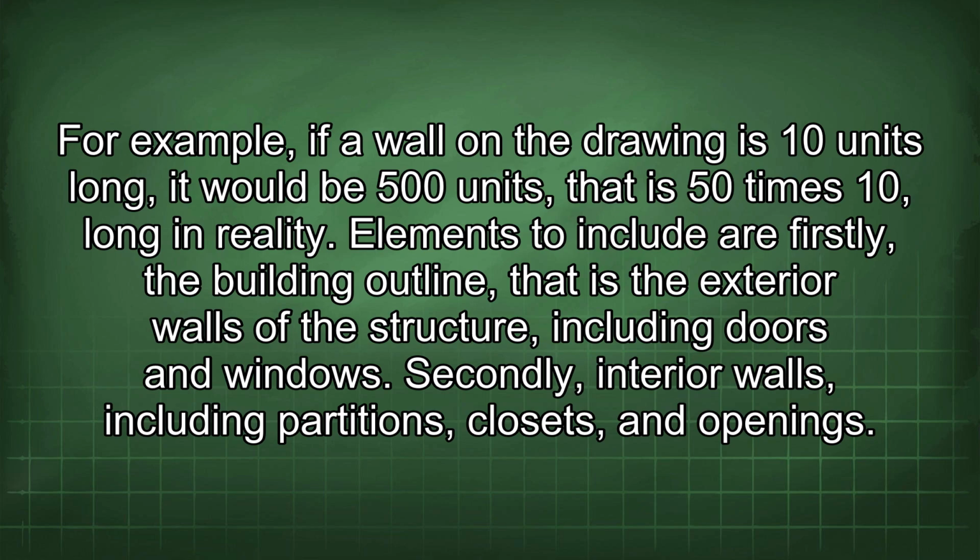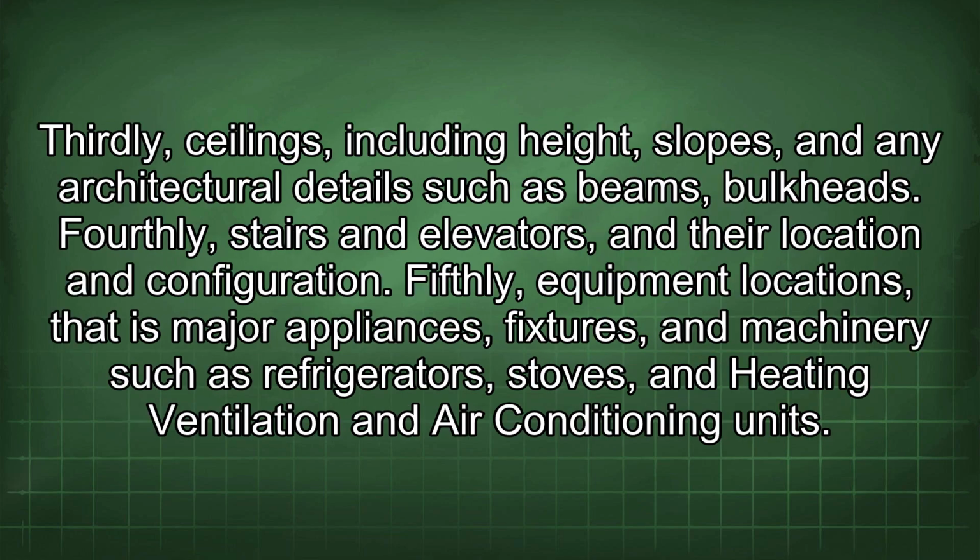Elements to include are firstly the building outline, that is the exterior walls of the structure, including doors and windows. Secondly, interior walls, including partitions, closets, and openings. Thirdly, ceilings, including height, slopes, and any architectural details such as beams, bulkheads. Fourthly, stairs and elevators, and their location and configuration. Fifthly, equipment locations, that is major appliances, fixtures, and machinery such as refrigerators, stoves, and heating, ventilation, and air conditioning units.